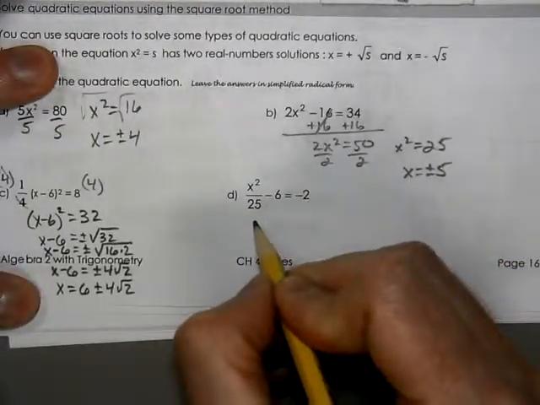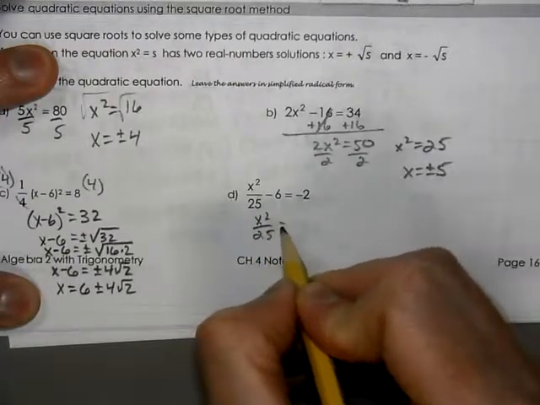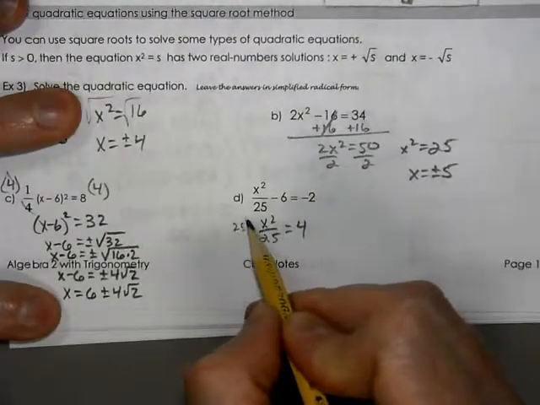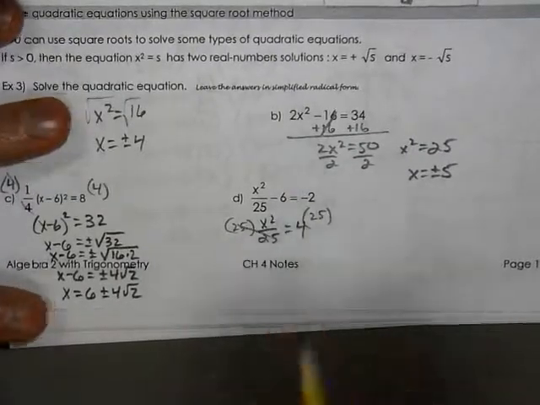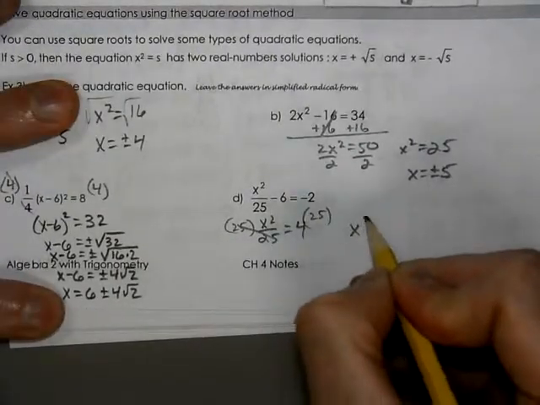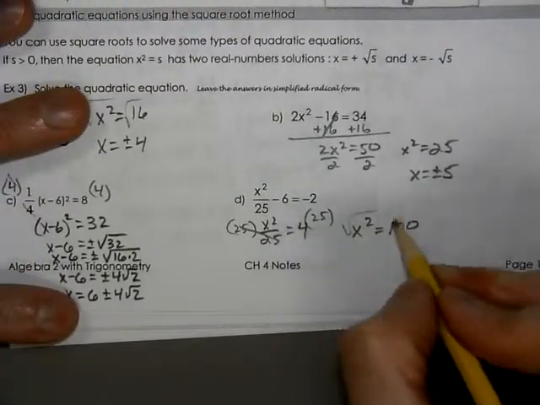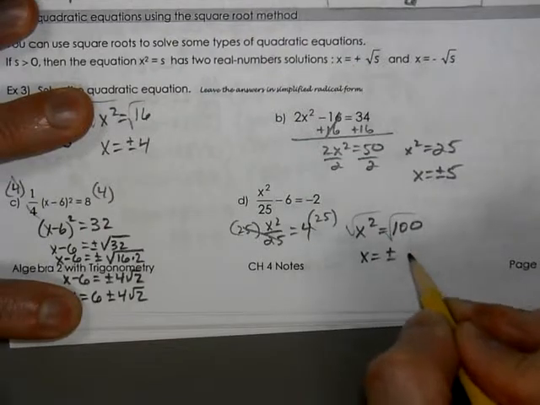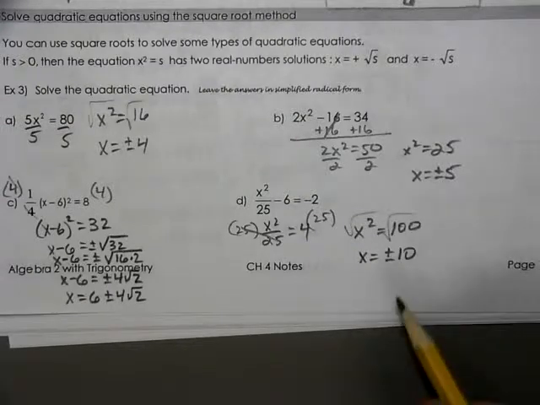Add the 6 to the other side. Get the value of 4. You have a denominator, so multiply both sides by the denominator. So we get x squared equals 100. Take the square root of both sides. So x is positive 10 or x is negative 10.